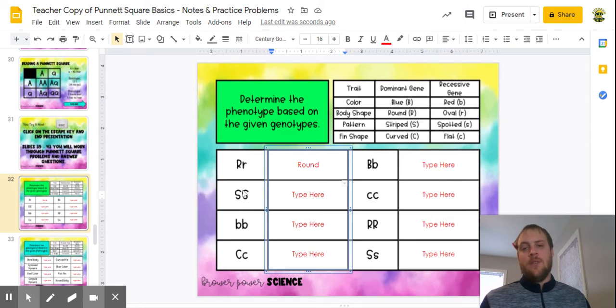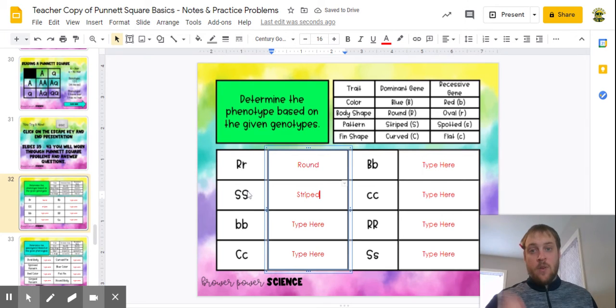Okay. Now let's take a look at the next one here. Big S, although those S's kind of look upside down. But anyway, big S, big S. So you have two dominant versions of this trait. So let's take a look at the table at the top. We see that S is representing the pattern of this organism. So we see that the dominant version of this trait, represented by the capital S, is striped. So then the pattern would be striped. And that is again the phenotype, the physical appearance of an organism whose genotype is big S, big S.